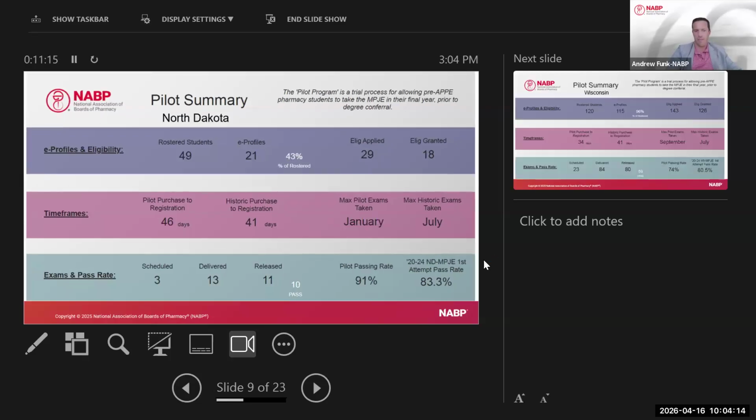And then same thing on North Dakota. The month with the most exams administered was January. So that would be just prior to their graduation in May. Okay, got it. So it's taken during their fourth year. Yes, after they finish their third professional year. Okay, gotcha. Yep. Okay.